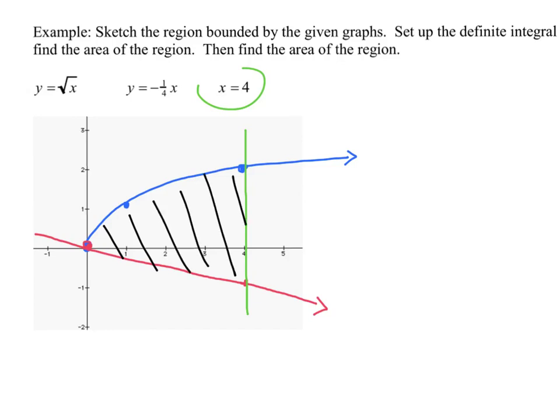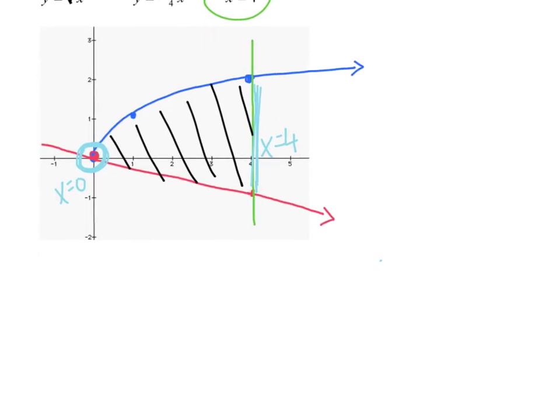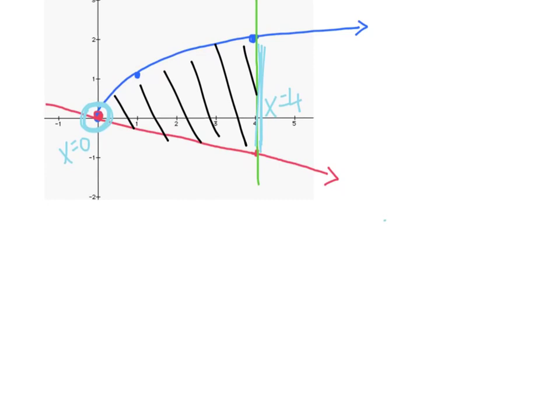And let's see, what are my bounds going to be? It looks like the left bound is the intersection point, which would be x equals 0, and then the right-hand bound is going to be the vertical line, x equals 4. So let's go ahead and set up an integral of upper minus lower.